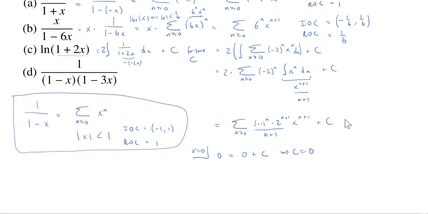Okay, so we're able to conclude that the natural log of 1 plus 2x is the sum starting at 0 of negative 1 to the n times 2 to the n plus 1 over n plus 1 times x to the n plus 1.